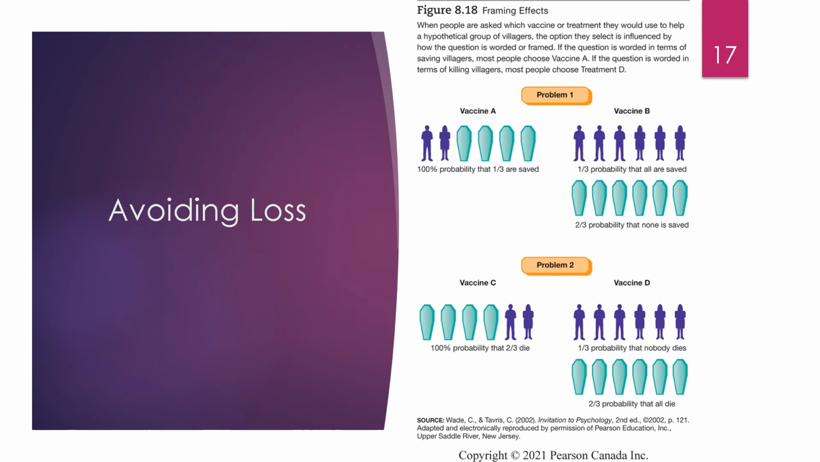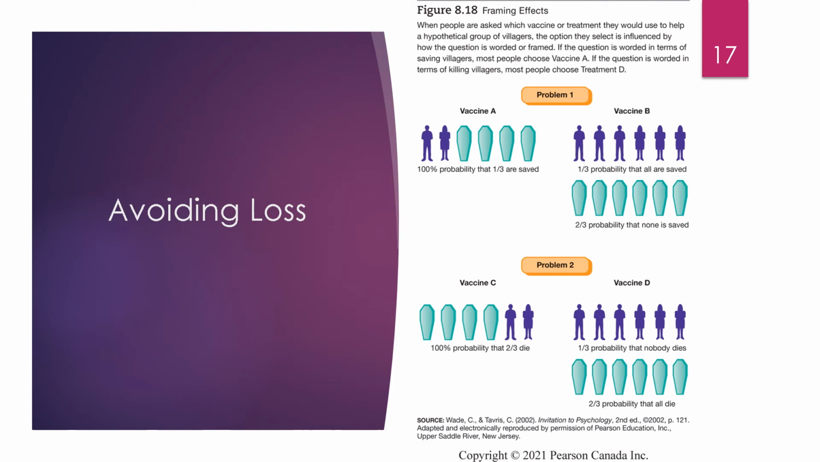So here's a visual example of what was going on there. You can see in problem 1, vaccine A has a 100% probability that 1/3 are saved. And vaccine B has a 1/3 probability they're all saved, but a 2/3 probability that none are saved. Most people will pick A because they think, hey, at least I'm definitely saving however many people. Whereas if you frame it in terms of 100% probability that 2/3 will die versus 1/3 probability that no one dies and 2/3 that they all die, a lot of people will then choose the second option because they don't want to be responsible for people definitely dying, even though if you look at it logically, the options are exactly the same.